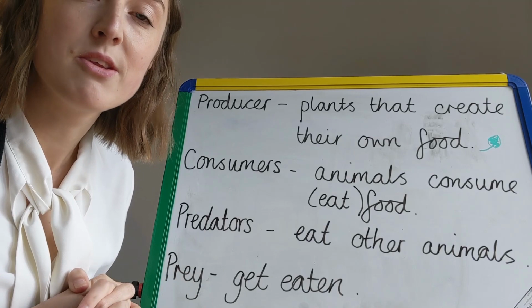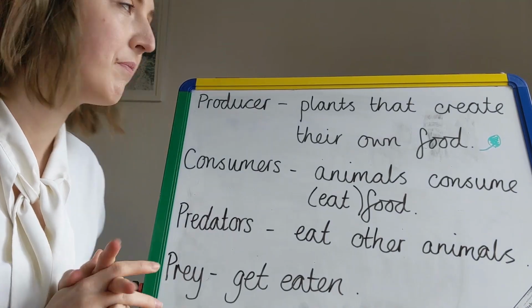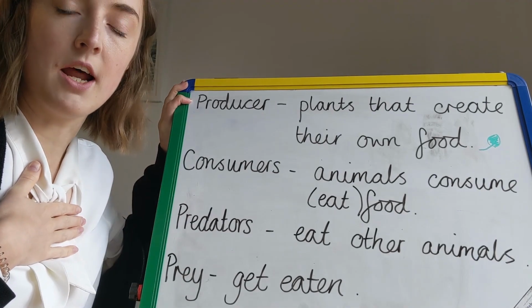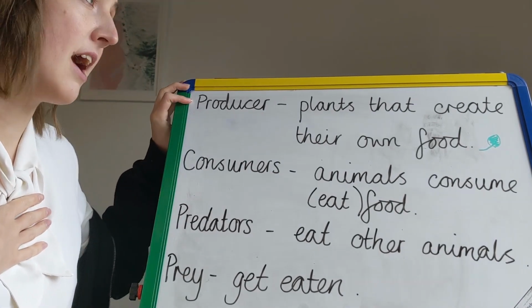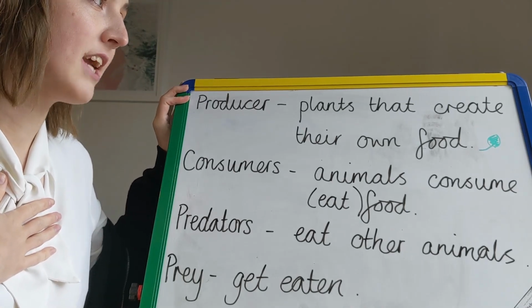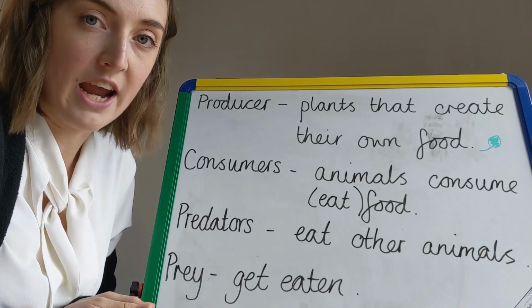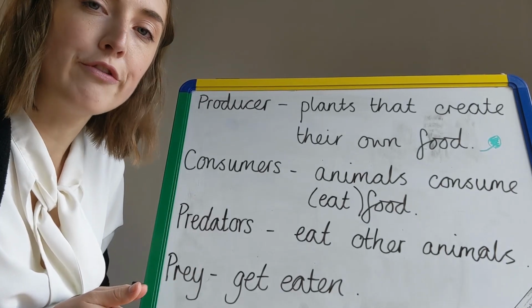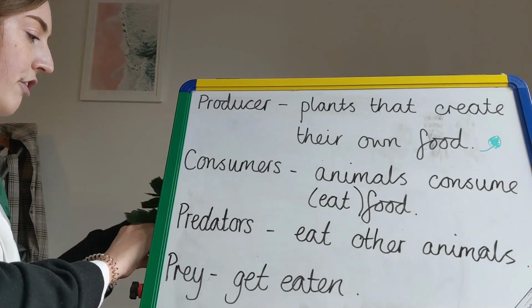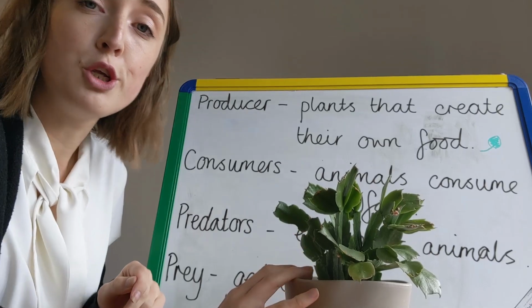Okay, so we have some key words to learn today that will help us with our food chains. The first word, my turn, producer. Now, a producer is usually a plant and it creates its own food. So the first stage in every food chain is usually a plant, and that doesn't eat anything, it creates its own food from the sun. So in our food chain, my plant would be the producer.